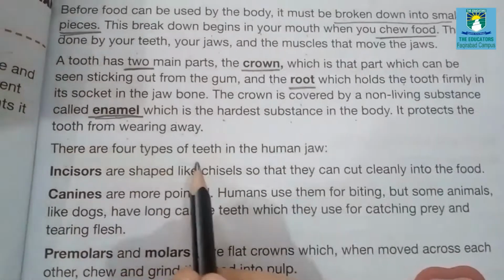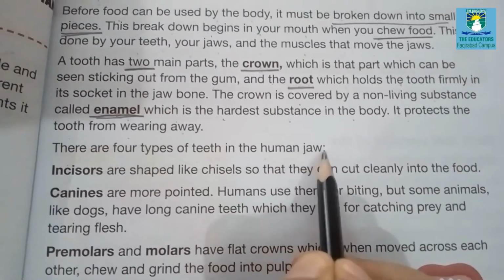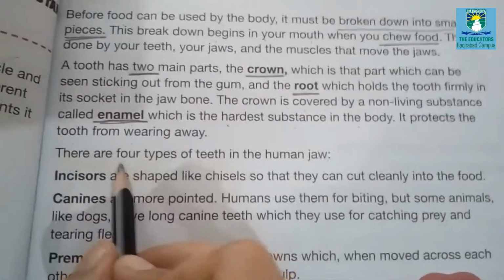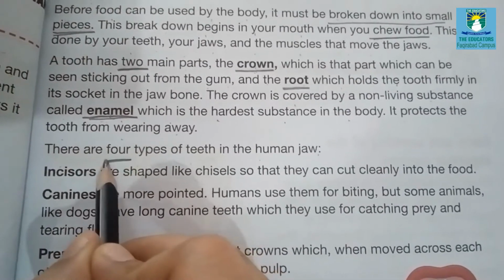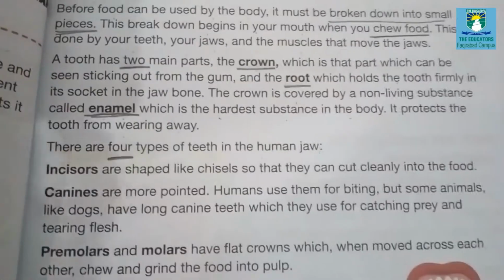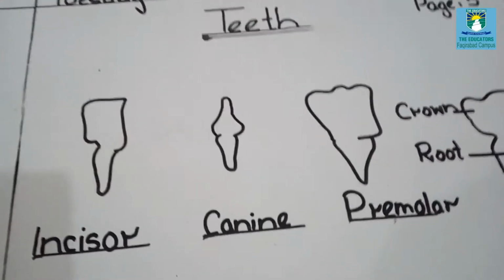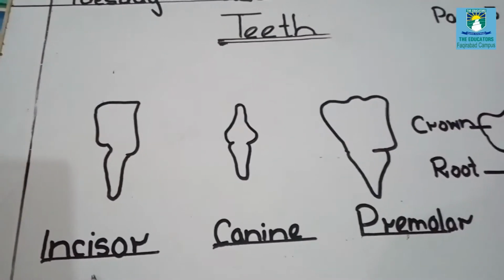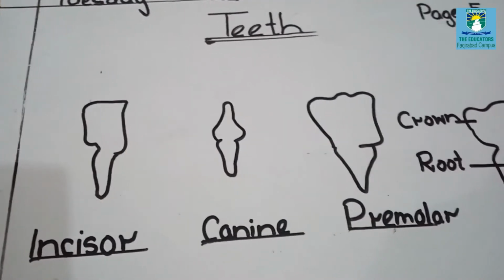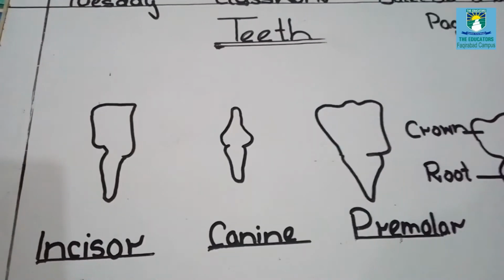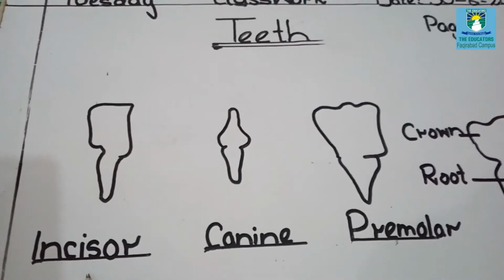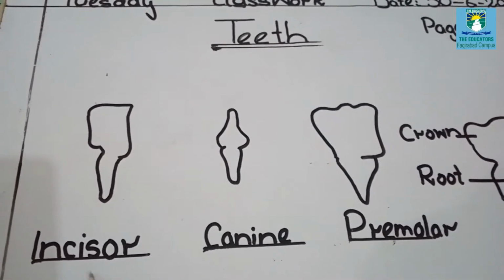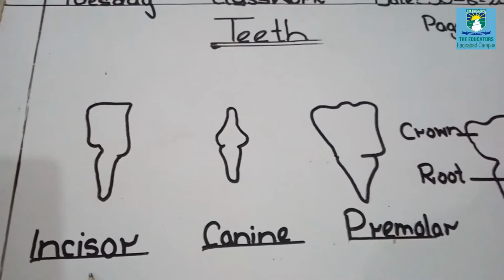There are 4 types of teeth in the human jaw. How many types of teeth are there in the human jaw? 4. Underline this word. Come to the diagrams. The first type is the incisor. What is the function of the incisor? It cuts cleanly into the food. These are the front teeth, and they cut the food cleanly.